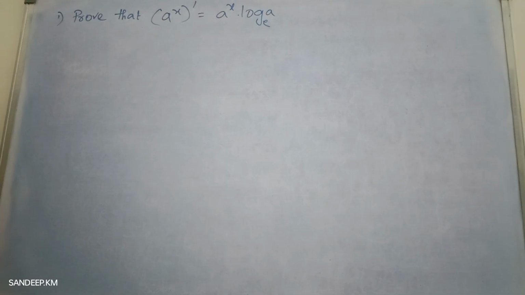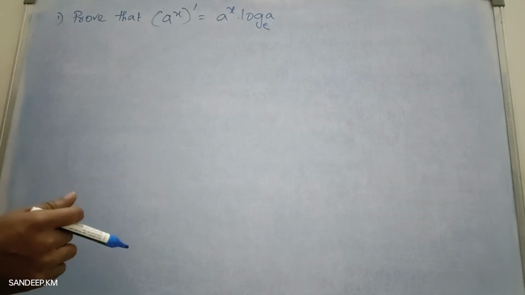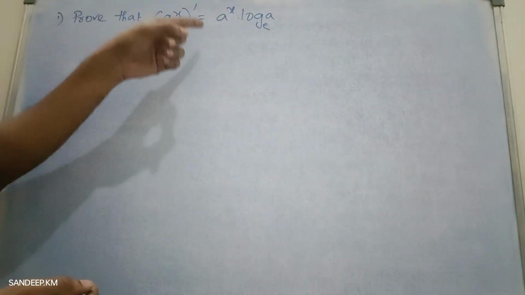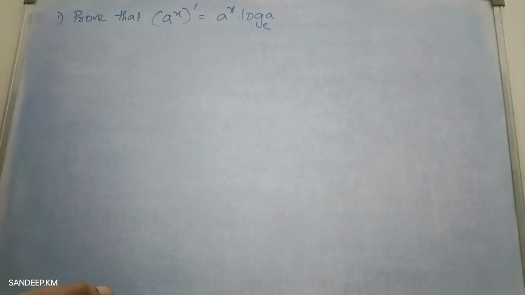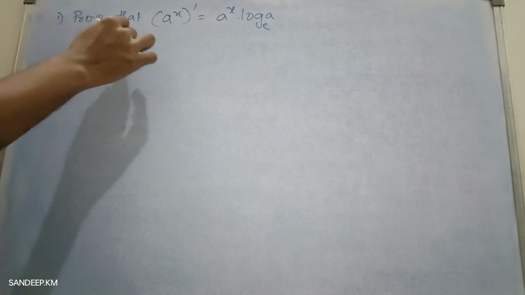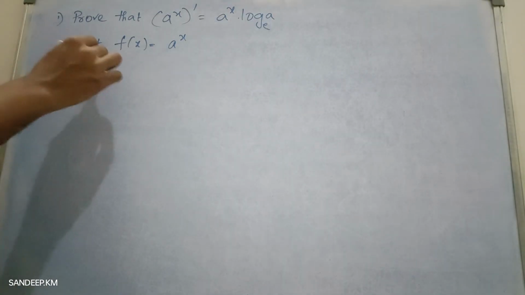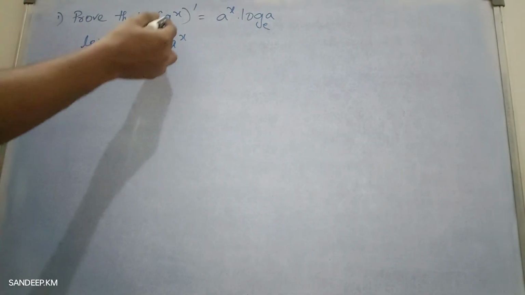Next question. See, after the logarithmic function, here we are finding the derivative of the exponential function. The derivative of a power x is a power x into log a base e. Let us prove it again using the fundamental principle of derivative. Let f of x be equal to a power x. Now we are supposed to find f dash of x, the derivative of this.